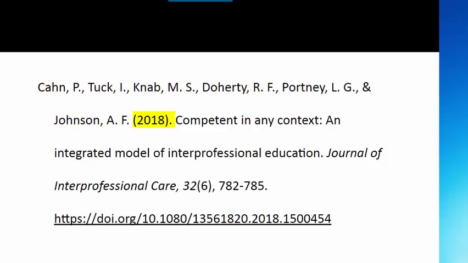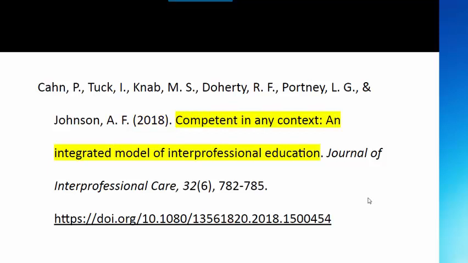Next up, the date. As you can see, it is in parentheses, and in this case, it is just the year. That will be the case for all academic journals. You may need to add the month and day for sources like newspapers and blog posts that are regularly updated. Once again, the section ends with a period. Are you seeing a trend?